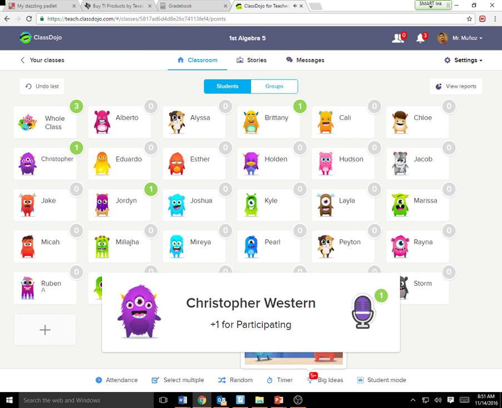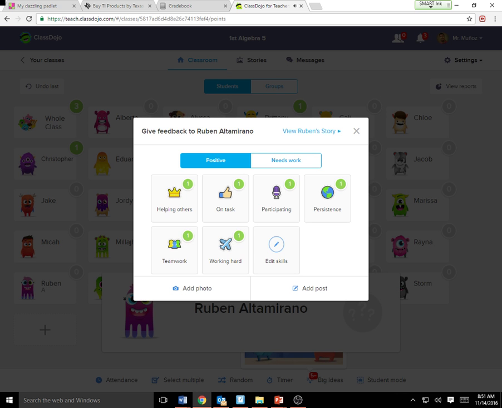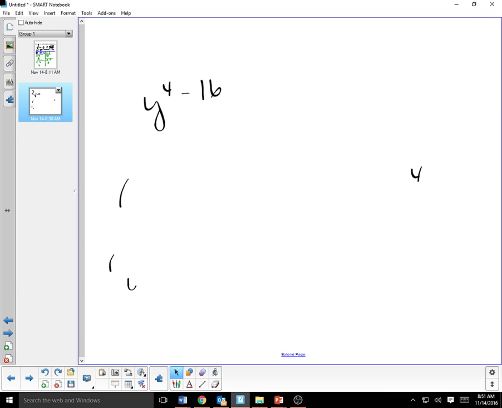Next person to try it out, Ruben Altamarino. I did the same thing, except I put y squared in the parentheses instead of outside. Y squared in the parentheses. Yeah, and I did 4 in each one, like plus 4, plus 4. So you went y squared plus 4, y squared plus 4, and y squared minus 4. Yeah.